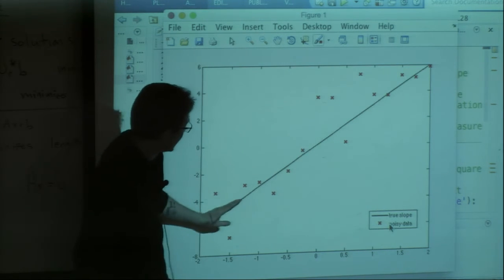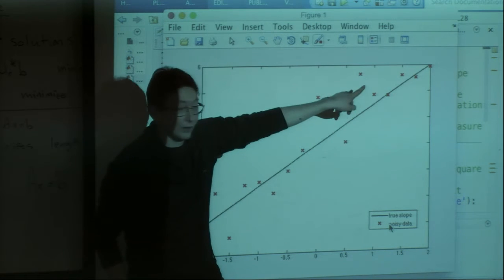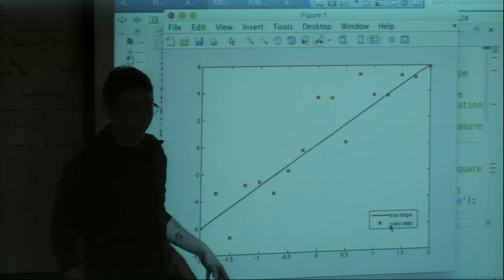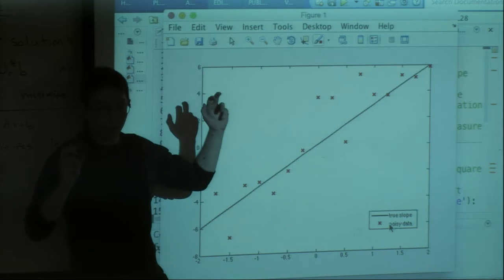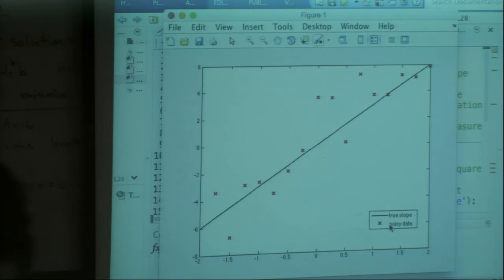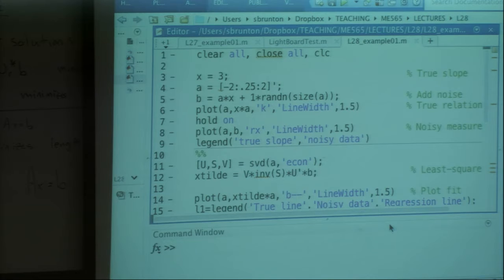And what we're going to do is act like we don't know what this black line is. We're only going to look at the red points, and we're going to try to make our new blue line, which is the least squares solution. Okay, and the way we're going to do it is the following. We're going to take the SVD of A.